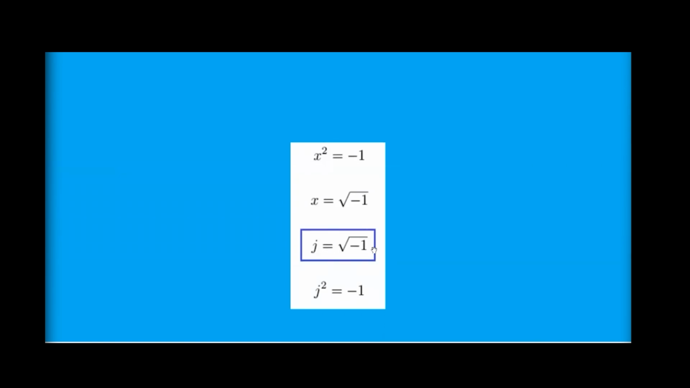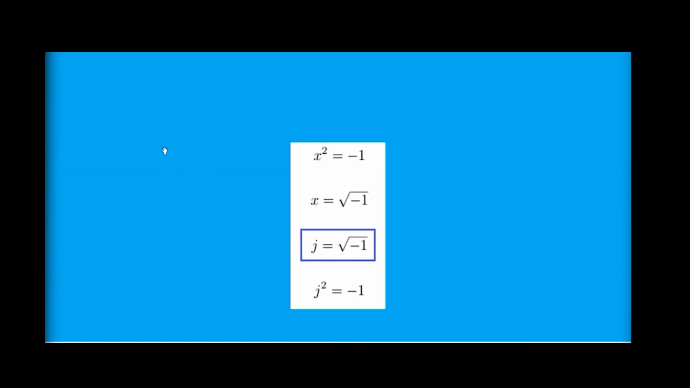The next step is x squared equals minus 1. Then x is equal to the square root of minus 1. This square root of minus 1 is the imaginary number, which is denoted by j here. If you square this number, you get minus 1.